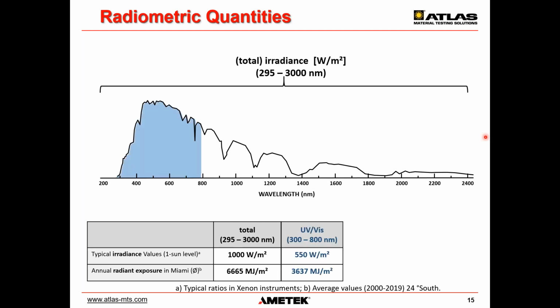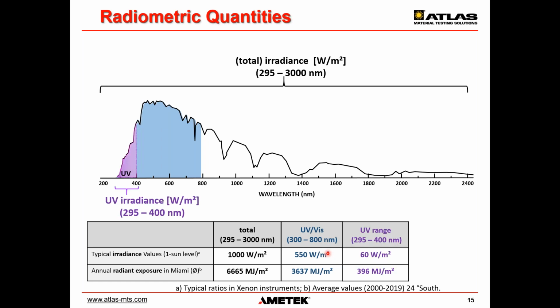However, you can just look at the UV and the visible range, and that would be a typical wideband radiometer range. So there are wideband radiometers available which just look at the wavelength range from 300 to 800 nanometers. And here the equivalent value actually would be 550 watts per square meter as irradiance and about 3.6 gigajoules per square meter radiant exposure.